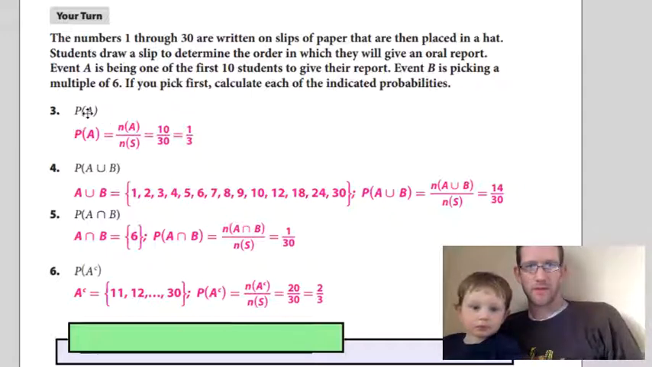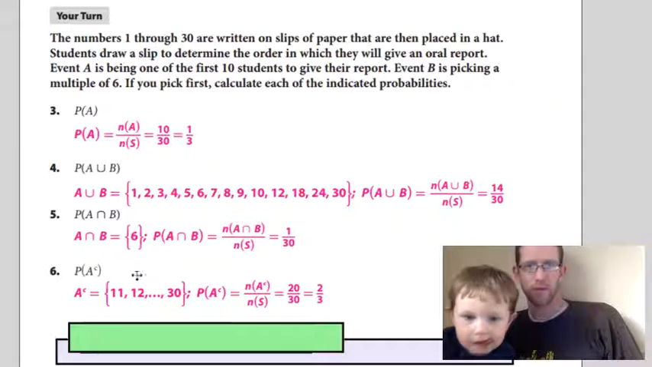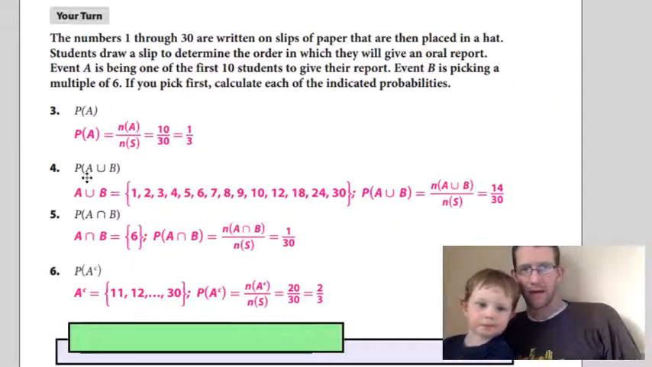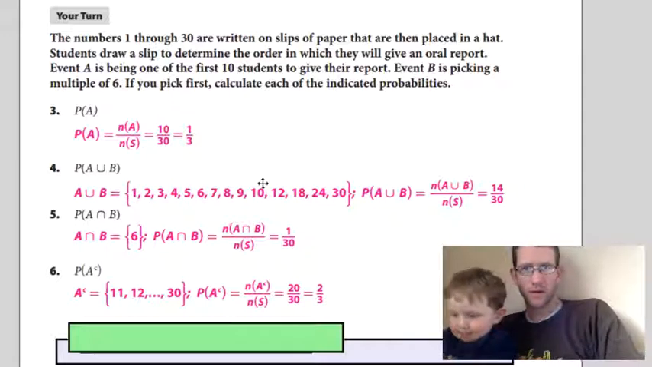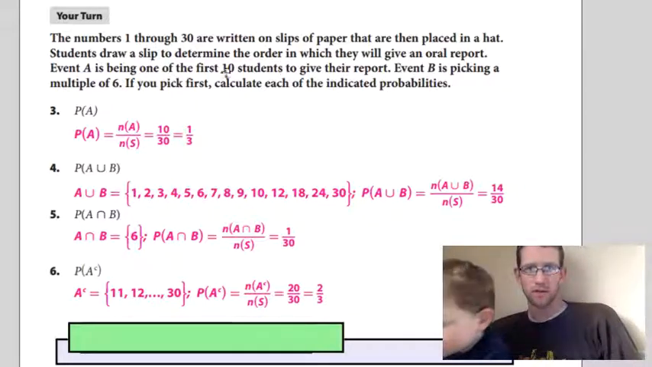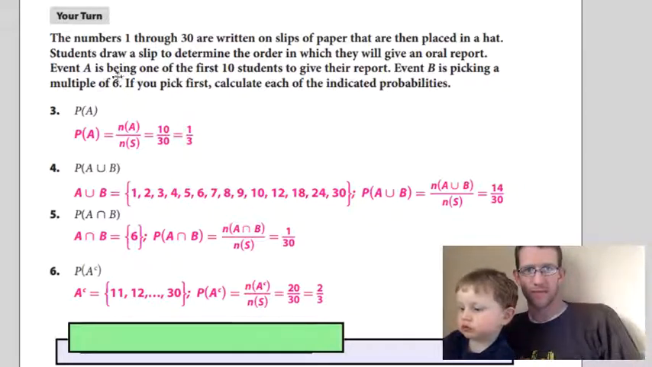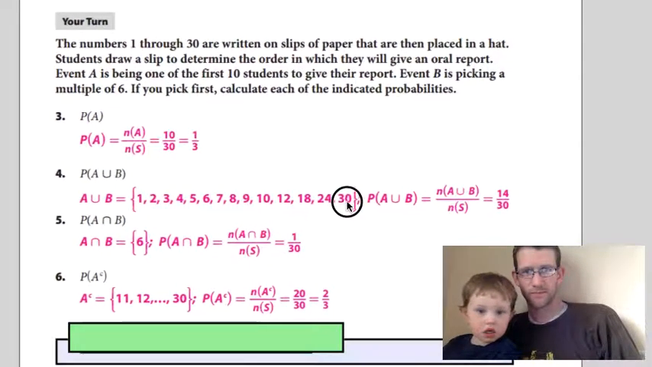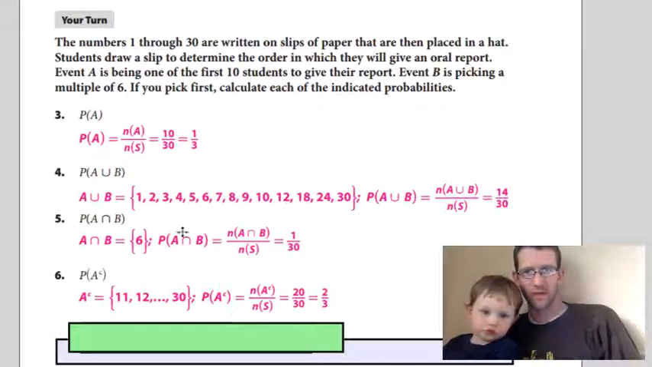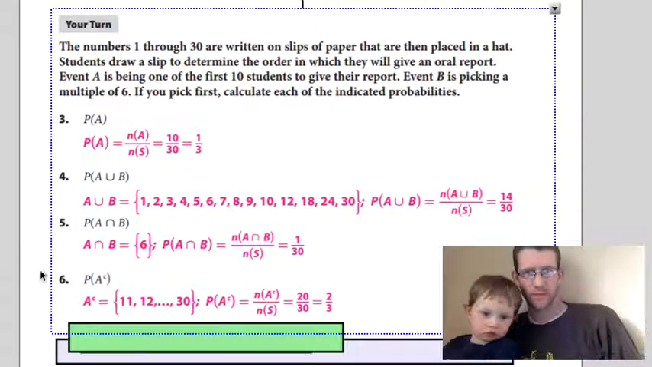Okay, so the probability of event A, being one of the first 10 out of 30, is 1/3. The probability of A union B, or the union of A and B, right, is not only the first 10, but also being a multiple of 6. So it includes the first 10, and then 12, 18, 24, 30. So therefore, the number of elements there is 14, so it's 14 out of 30 is the total percentage.